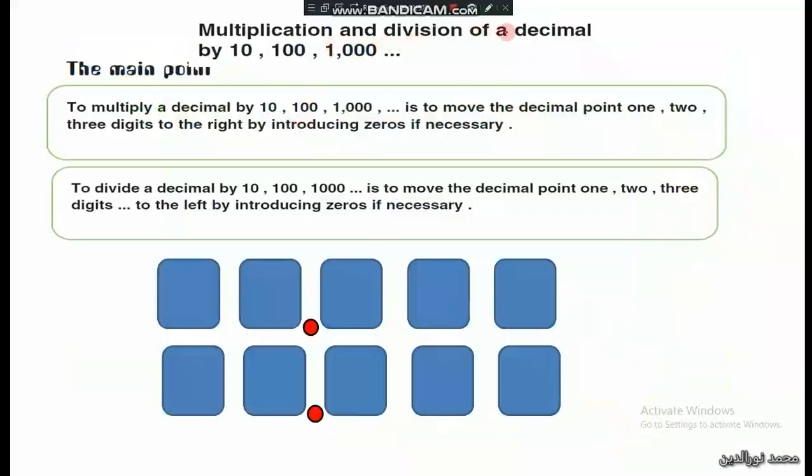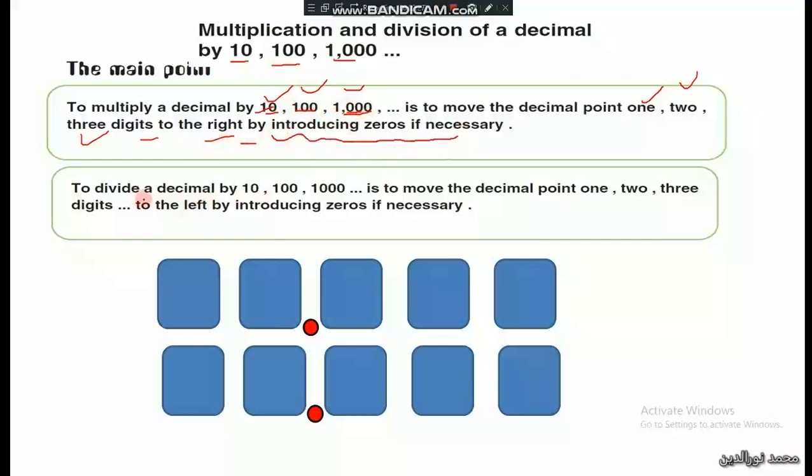A decimal point separates the whole number from the fractions. Multiplication and division of a decimal by 10, 100 or 1000. To multiply a decimal number by 10, 100 or 1000 is to move the decimal point 1, 2, 3 digits to the right. So when we multiply by 10, 100 or 1000, I am moving the decimal point to the right according to the number of zeros. If I have 1 zero, I move it 1 digit to the right, 2 zeros 2 digits to the right, 3 zeros 3 digits to the right, and sometimes it's necessary to introduce zeros.